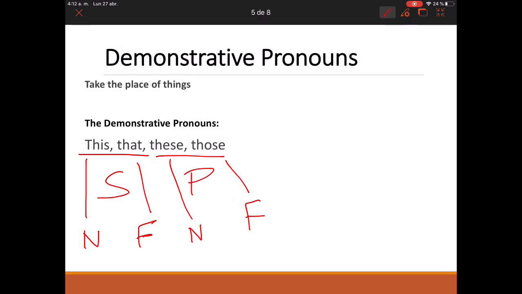If you want to refer to an object that is one and is nearby you, you use this. But if you want to refer to just one thing that is far away, you use that. You use these when something is plural, so you can say these pencils because they are nearby you and there are more than one. And those is used to mention a far object, also in plural.